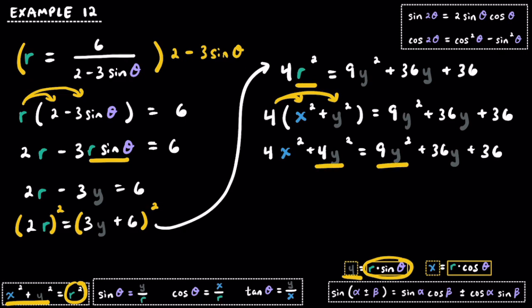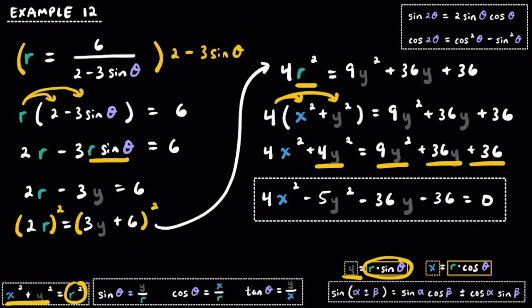So if we subtract 9y squared from both sides, we can then write 4x squared on the left side, but 4 minus 9 is going to be negative 5, so minus 5y squared. And then we can take away 36y from both sides, just move that to the left side, so we'll write minus 36y. And while we're at it, let's move this plus 36 to the left side as well, so we can just write minus 36 and set that equal to 0, so everything is on the left side. And that would be our rectangular form of this polar equation.